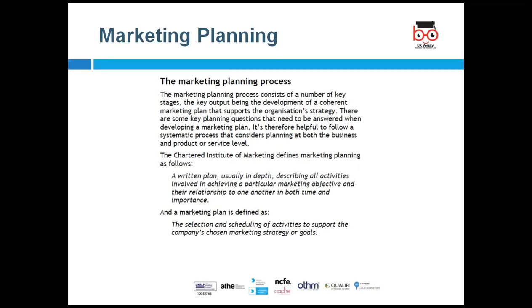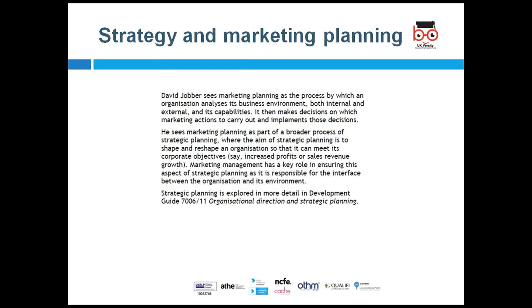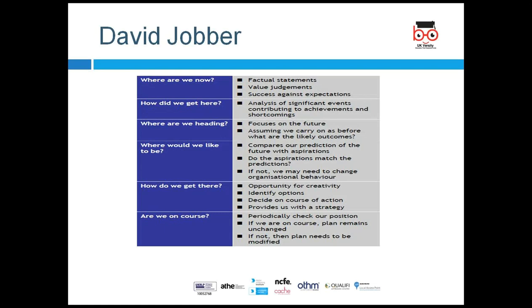Okay, the marketing planning, as we said earlier, is a process consisting of a number of stages, and the key output is a coherent marketing plan to support the overall organization strategy. So there are key planning questions we need to answer. We always need a written plan, and plan selection and scheduling of activity to support the organization in achieving its goal. Strategies and marketing, according to Jobber, which we already discussed in one of the other units as well: both internal and external environment, capabilities and competencies need to be reviewed regularly, so we have the best control in place in our organization.